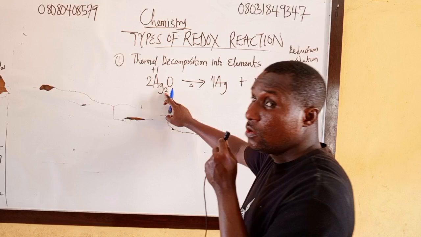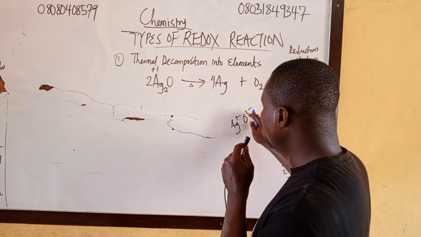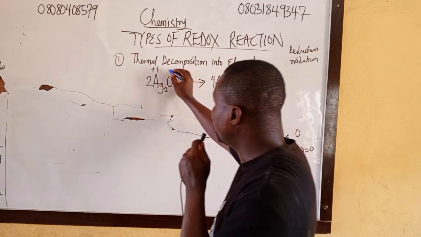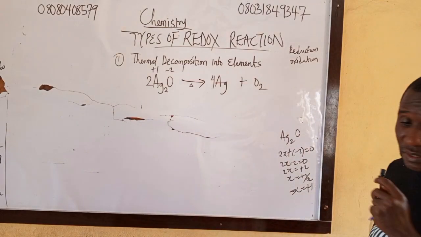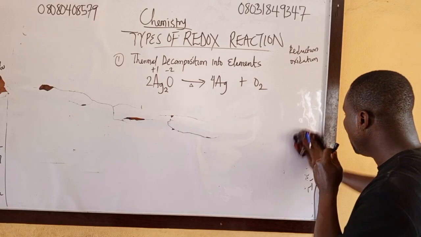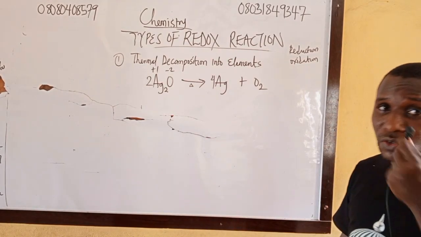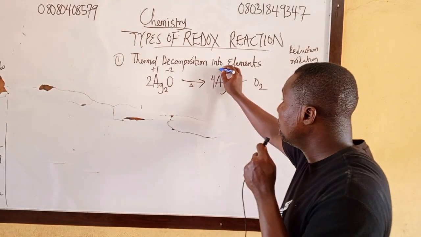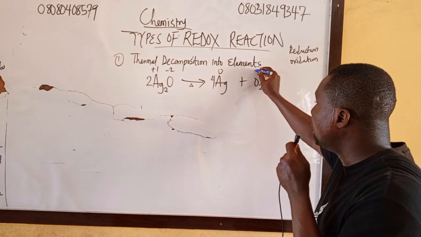The oxidation number of oxygen is minus 2. Then let's come to the product side. At the product side, what happened? The oxidation number of silver is what? 0, because it is an atom, it is neutral, it is standing alone. I told you when you see an element standing alone in the chemical reaction, the oxidation number is 0. Oxygen, what is the oxidation number? Standing alone, it is neutral, 0.